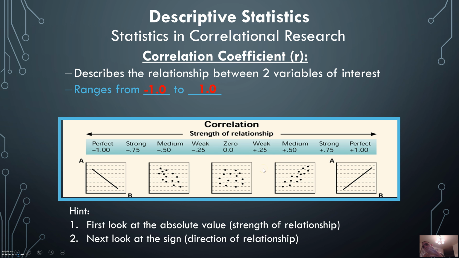Then you want to look at the sign and figure out, is it a negative correlation? Is it a positive correlation? And remember, with positive correlations, your two variables go in the same direction, either positive, positive, or negative, negative. With a negative correlation, your variables go in opposite directions. And I believe the next slide will cover that.